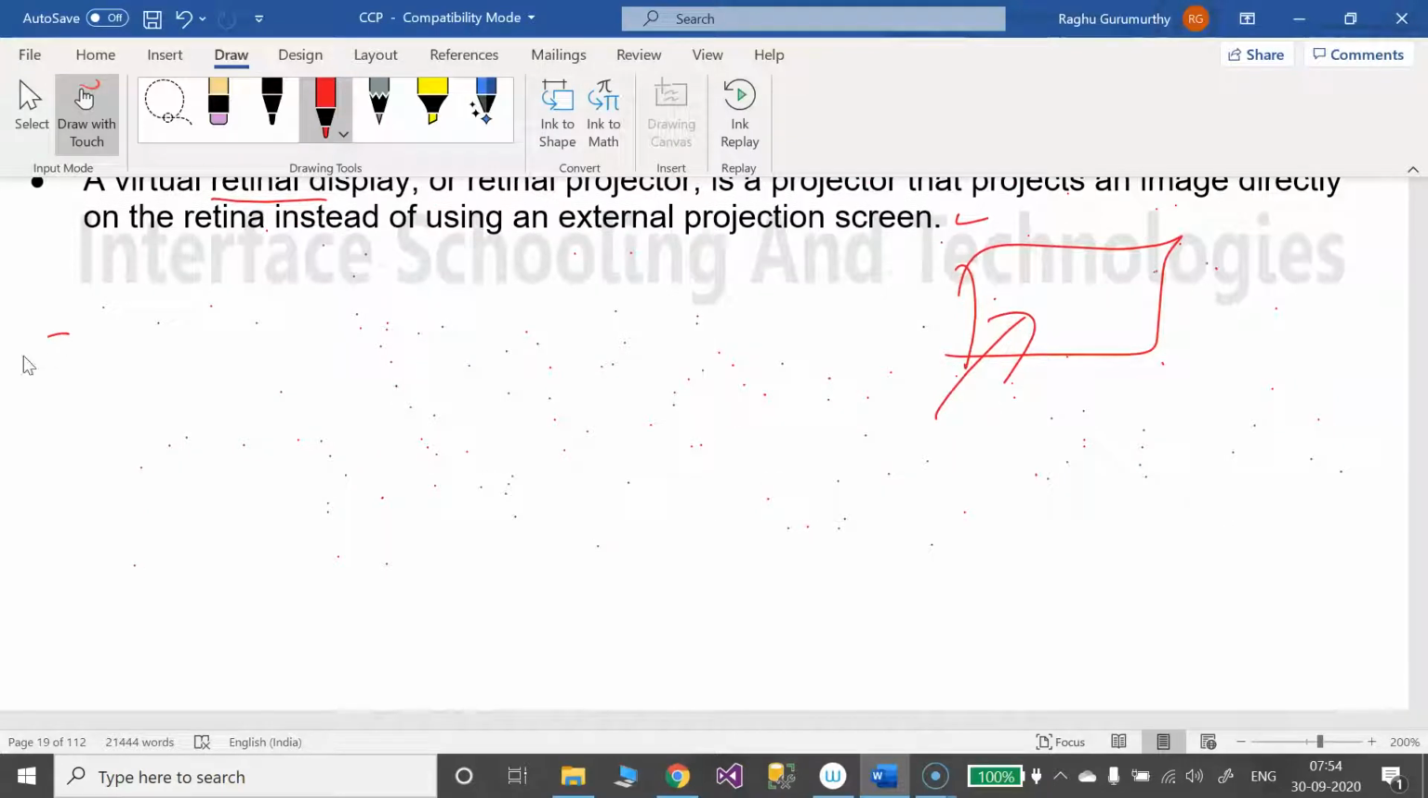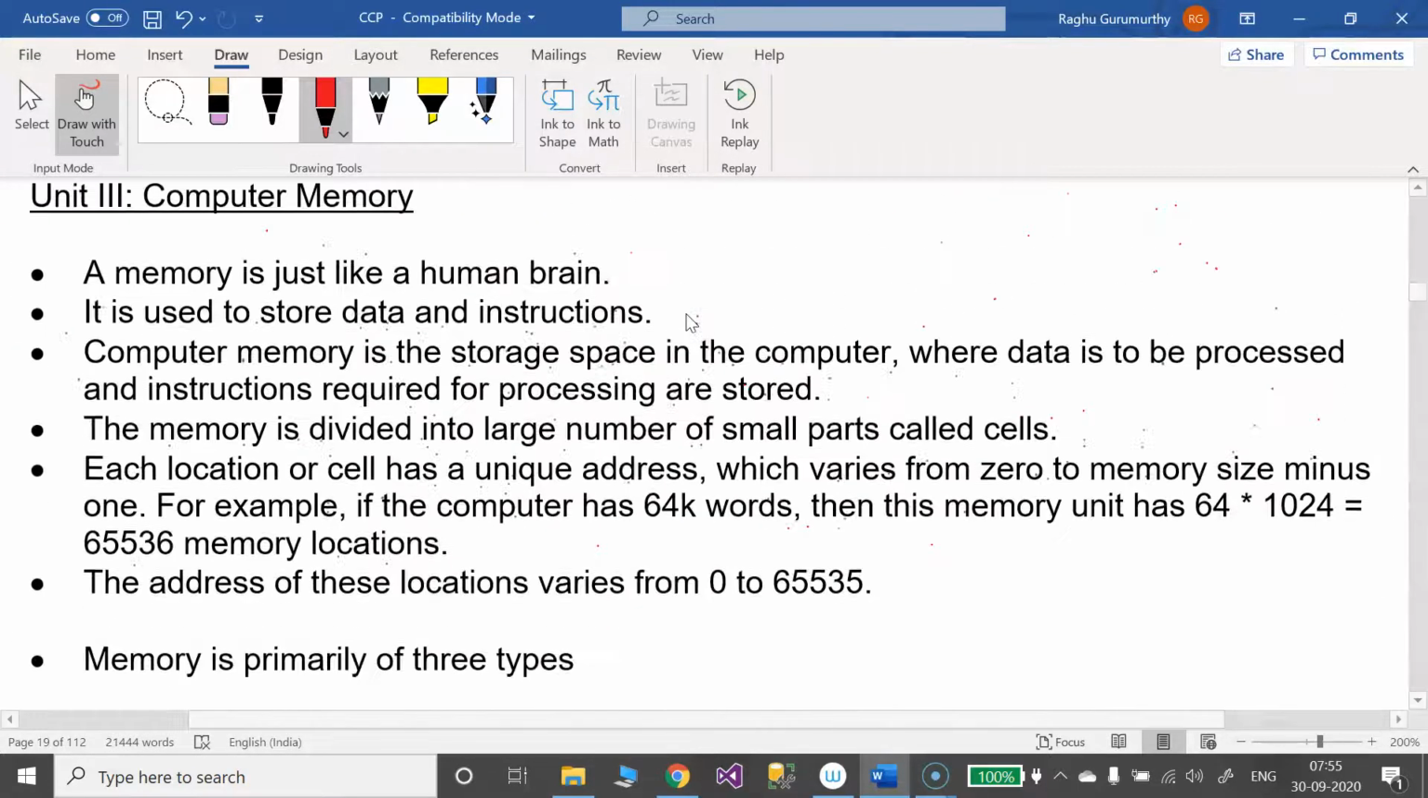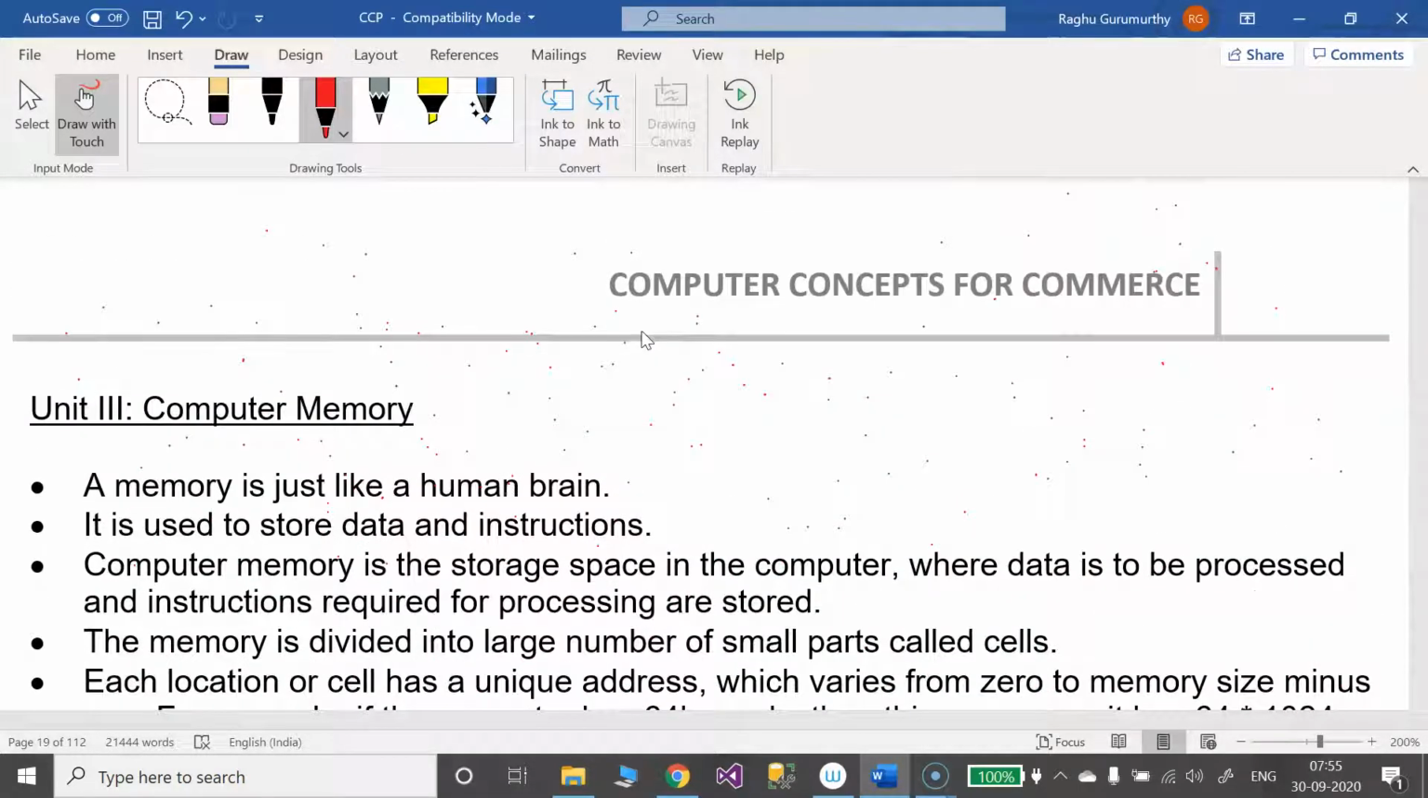Better to add speakers to this list, and this is sound output. So I hope we are done with all output devices. Later we start our learning with our third chapter, that is computer memory.